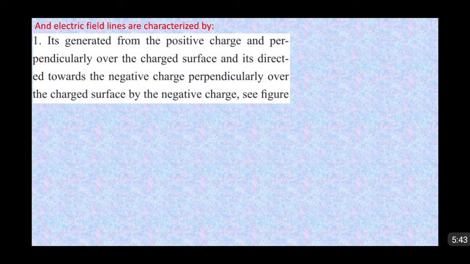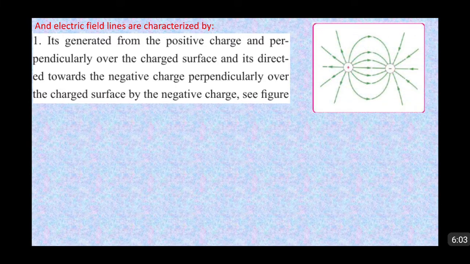And electric field lines are characterized by, firstly, they are generated from the positive charge perpendicularly over the charged surface, and directed toward the negative charge perpendicularly over its surface. Let's look at the figure. Look at this, direction is from positive to negative.